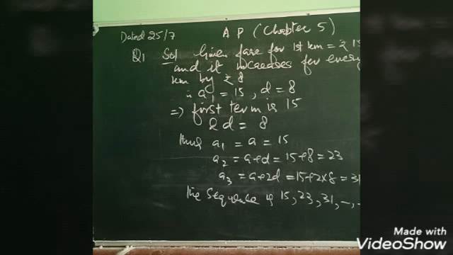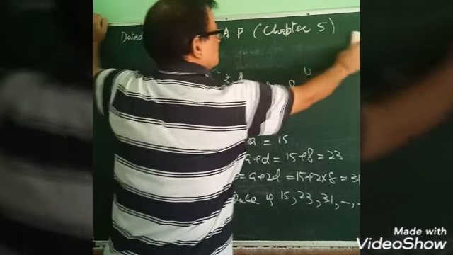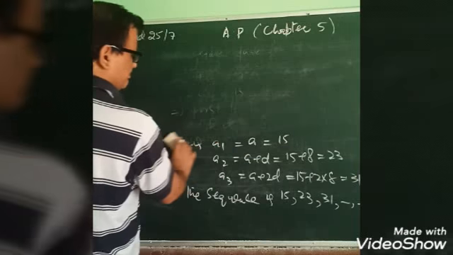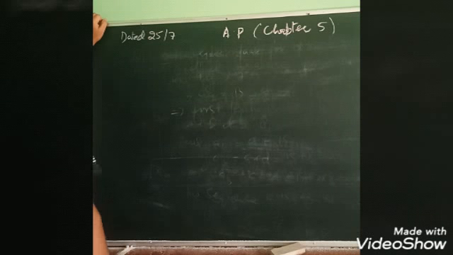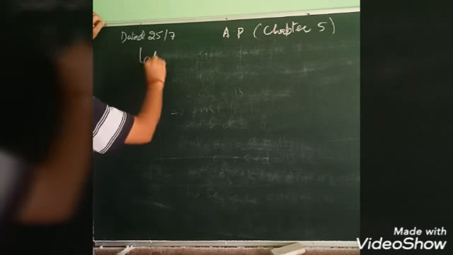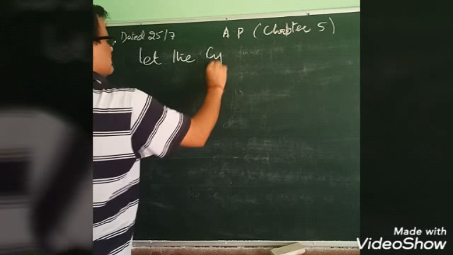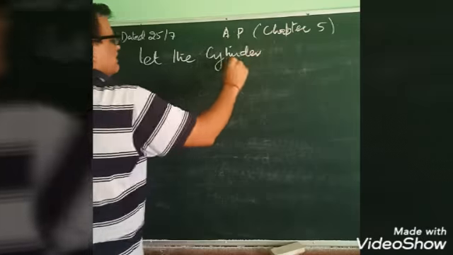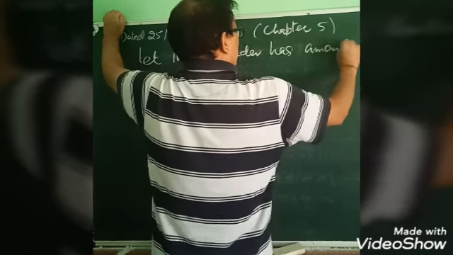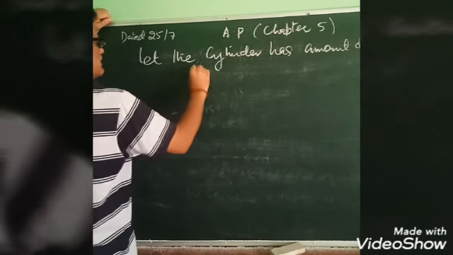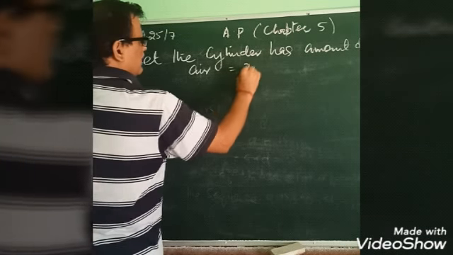the amount of air present in a cylinder, then a vacuum pump removes 1/4 of the air remaining in the cylinder at a time. So I will rub it up. Let the cylinder has amount of gas or air present, air is equal to x kgs.